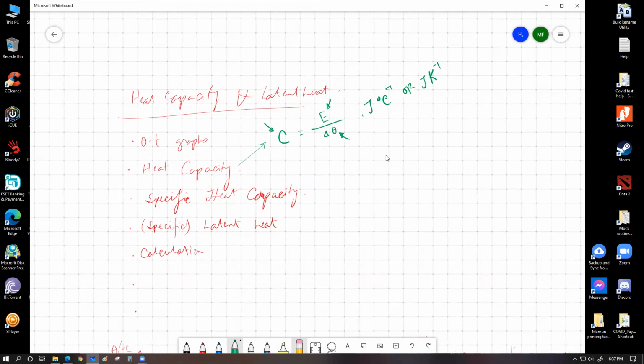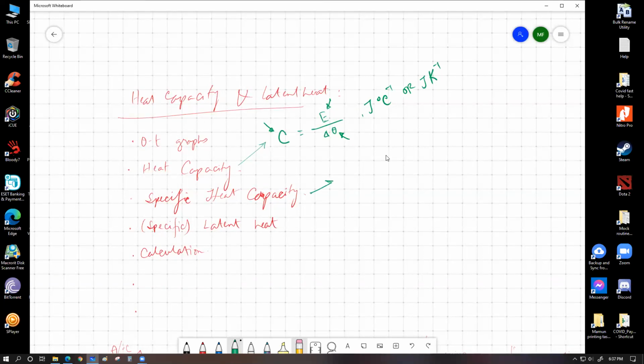Or you can start from the left side. The heat capacity of an object is the amount of heat required per degree Celsius temperature change, or for unit temperature change. Per unit must mean the same thing. Per unit temperature change, you can also write that as well. So that's the definition for heat capacity.